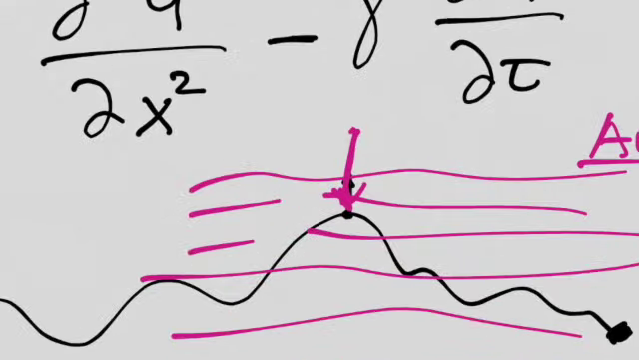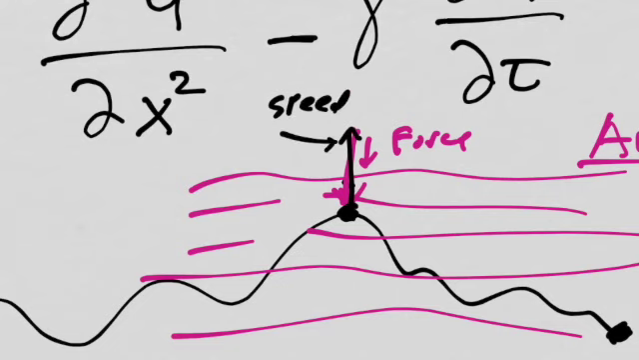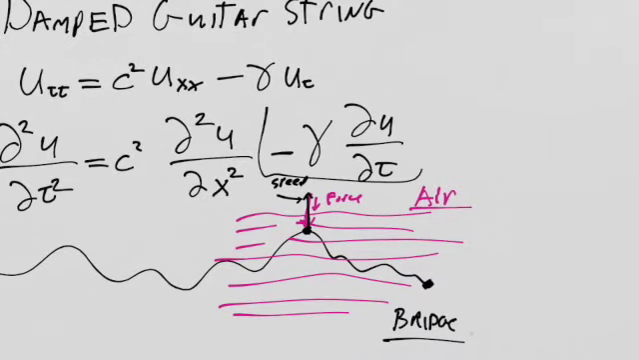So as you, the point on the guitar string, are moving this way, the air is going to be pushing back, giving you a force. This is a force coming back. The black vector is your speed, and the red vector is a force. The force opposes your speed because you're pushing through a medium. That's the idea captured by this term in the partial differential equation.